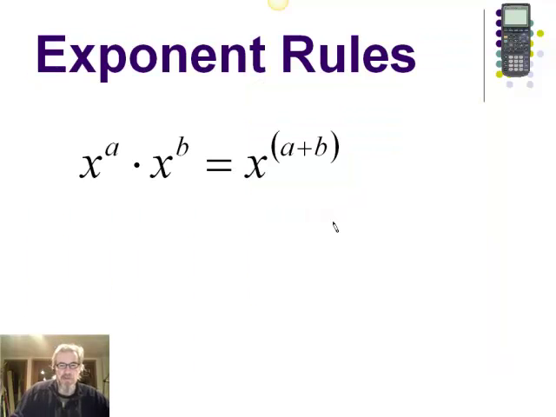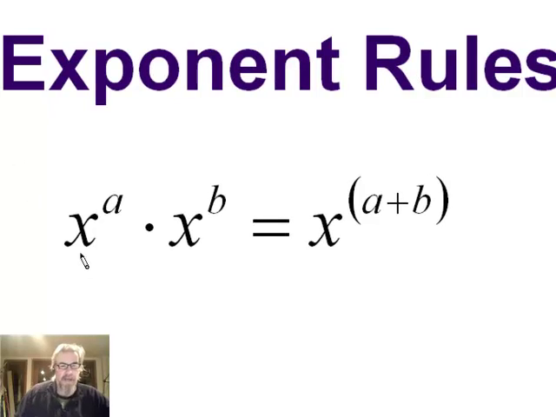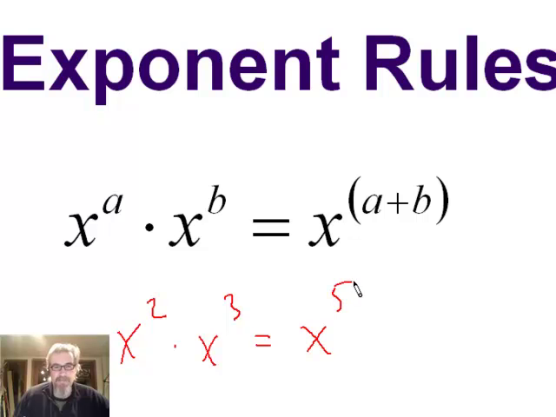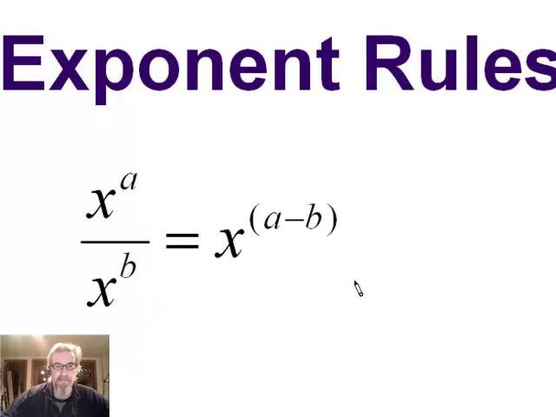Let's start out by reviewing this exponent rule. If you have a number x to the a and you're multiplying by x raised to the b power, then the product is going to be x to the a plus b. For example, if I'm taking x squared and I'm multiplying that by x cubed, the result is going to be x to the fifth because 5 is 2 plus 3.